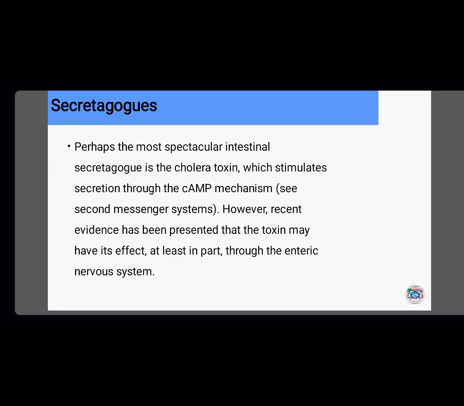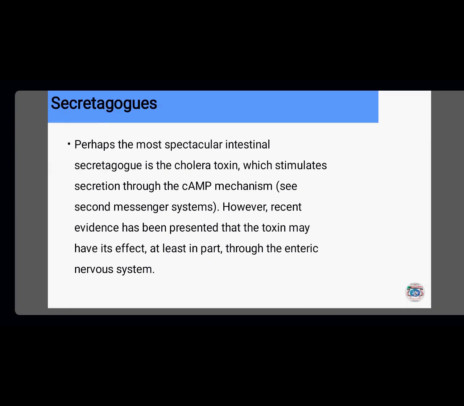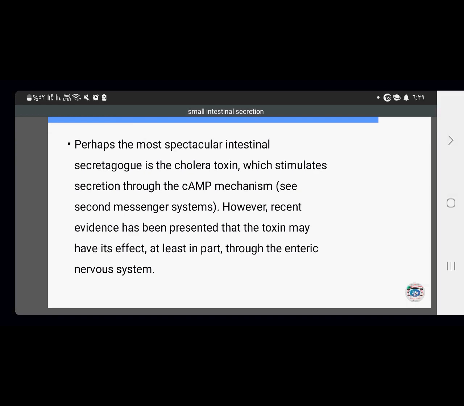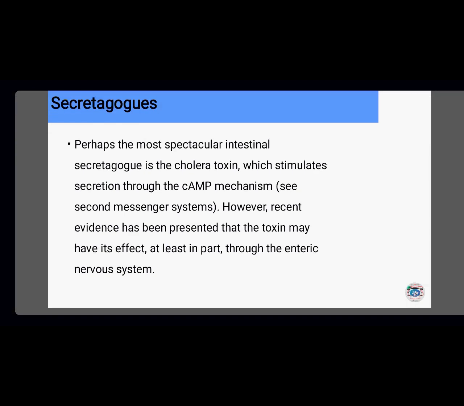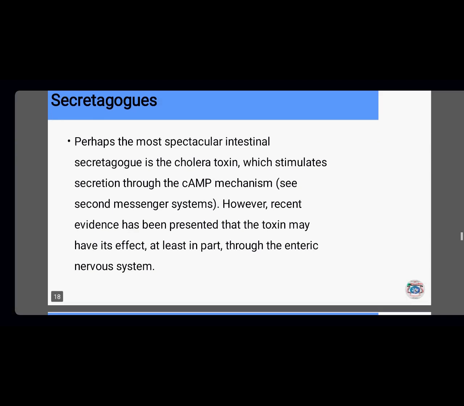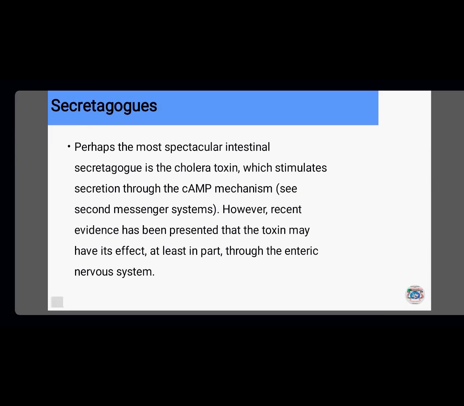However, recent evidence has been presented that the toxin may have its effect, at least in part, through the enteric nervous system. That means the cholera toxin affects the cells of the mucosa and also affects the enteric nervous system.